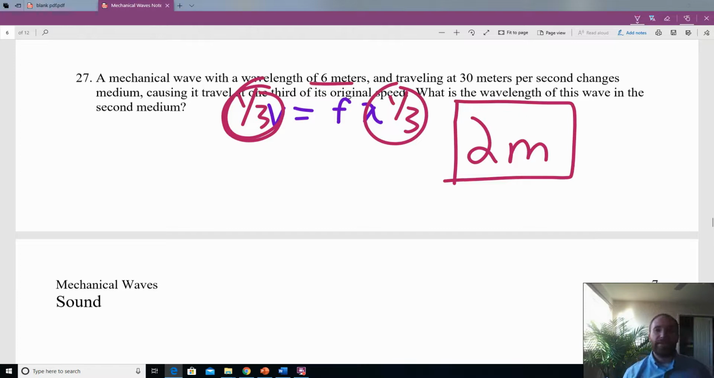Alright, so the big idea there: when a wave changes medium, the frequency stays the same. If there's one thing you get out of this, that's what I want it to be. When the wave changes medium, the frequency stays the same. The velocity and wavelength can change, and they change with each other. Again, the one I want you to remember is that the frequency stays the same.